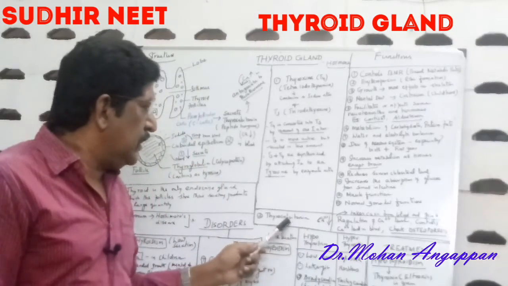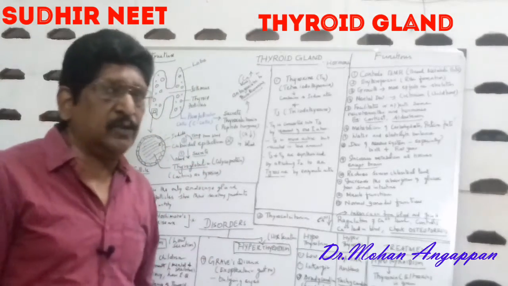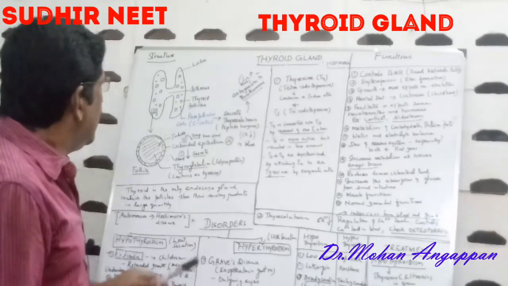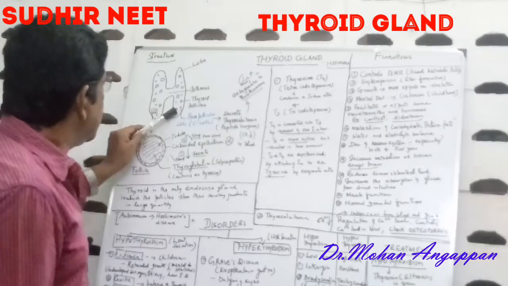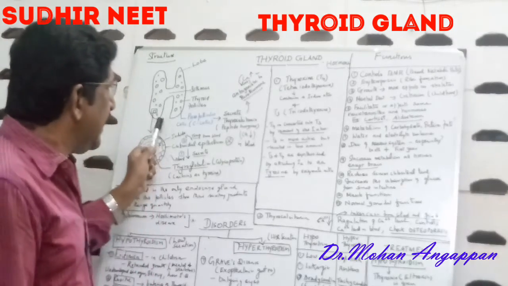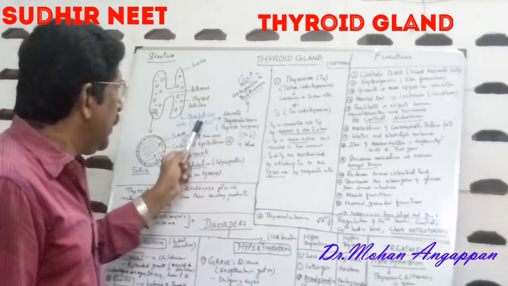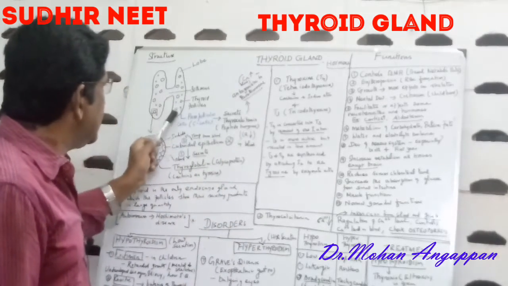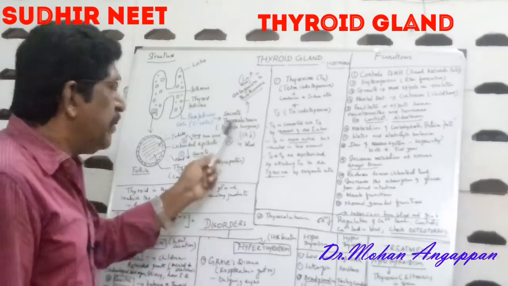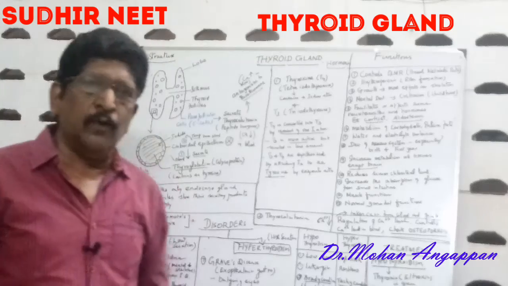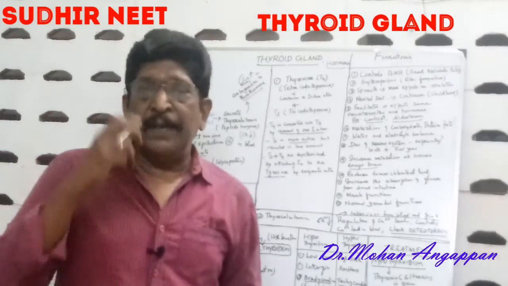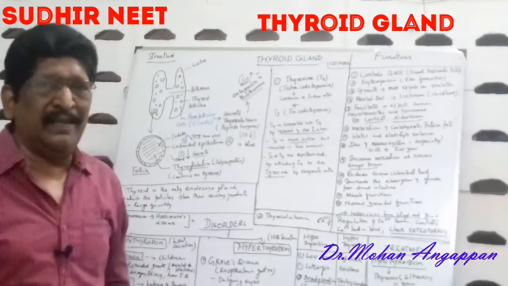Then another hormone, THYROCALCITONIN, is secreted. So now we come here, the structure of the thyroid gland, where you can see small cells called parafollicular cells or C cells. They secrete the hormone THYROCALCITONIN. So parafollicular cells of the lobes secrete the THYROCALCITONIN. It is a peptide hormone. It is antagonistic to the parathormone secreted by the parathyroid gland. We will see when we take the parathyroid gland.